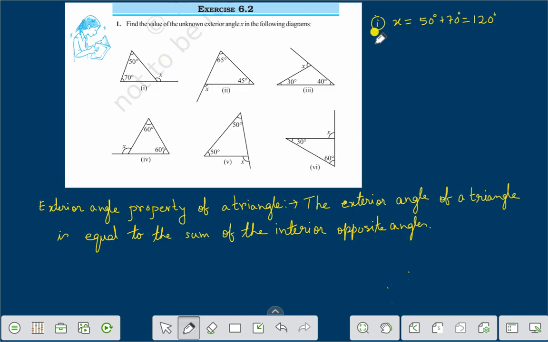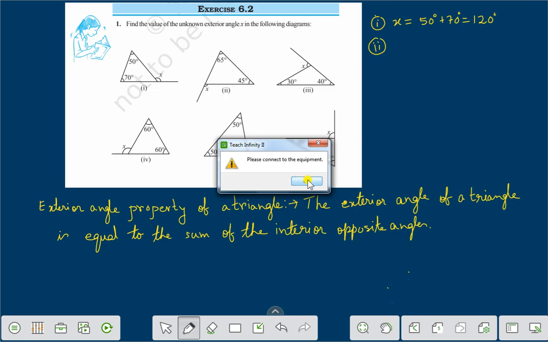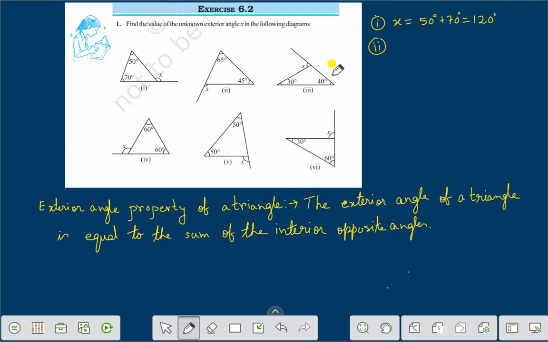Right? Now question number 2. Here you see that this x is the exterior angle and these two, 65 and 45, are two interior opposite angles. That means x will be the sum of these two angles. Therefore x is equal to 65 degree plus 45 degree. Add this one: 5 plus 5 is 10, carry 1, 4 plus 1 is 5, 5 plus 6 is 11, 110 degree. This is the value of x here, that is 110 degree.